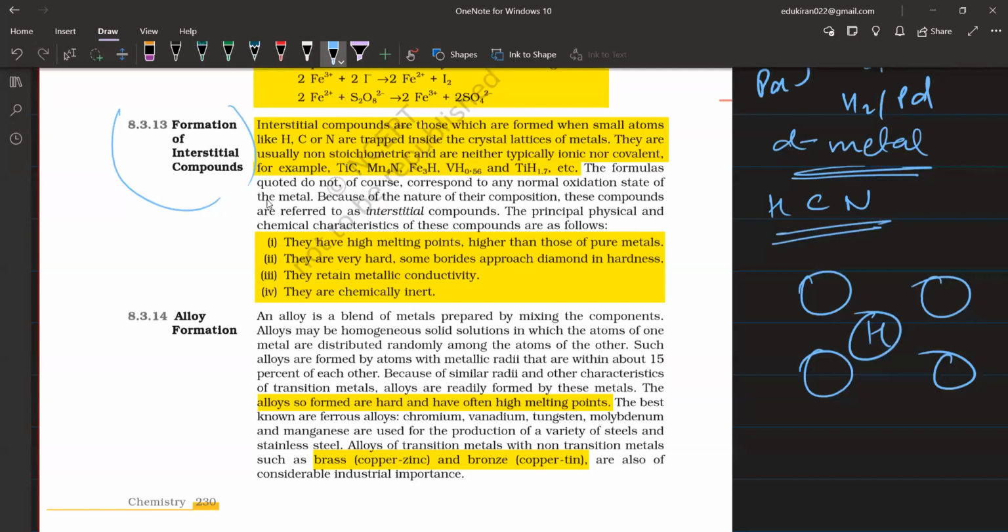properties of interstitial compounds. Then in the formation of alloy, you remember this part, that brass is formed by copper and zinc and bronze is formed by copper and tin. Please revise all these things. These are just facts. Yes, this is important now.